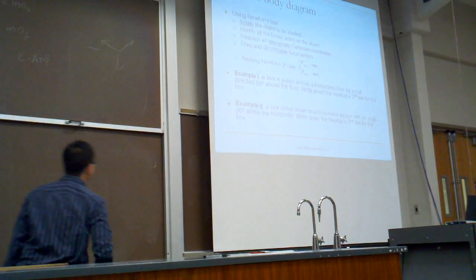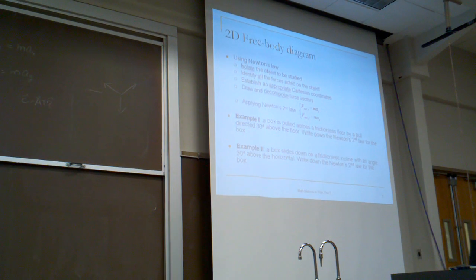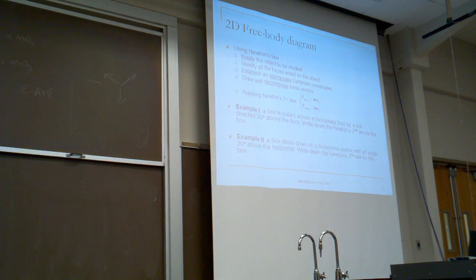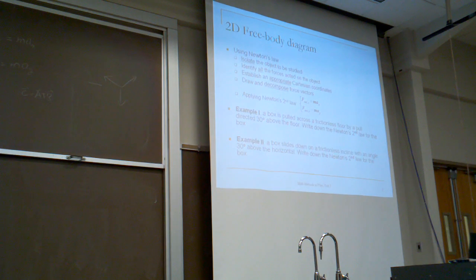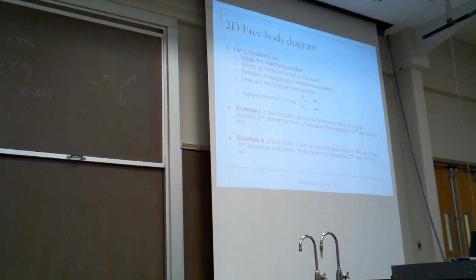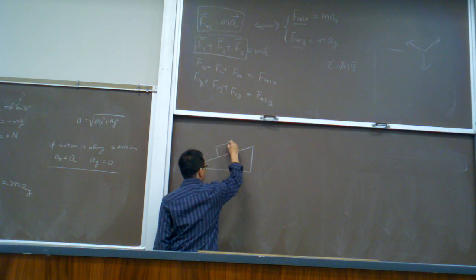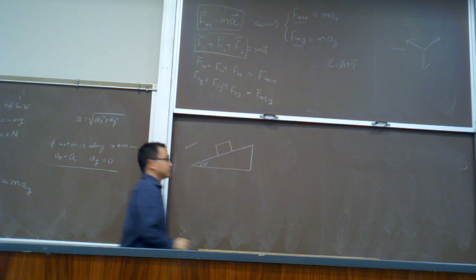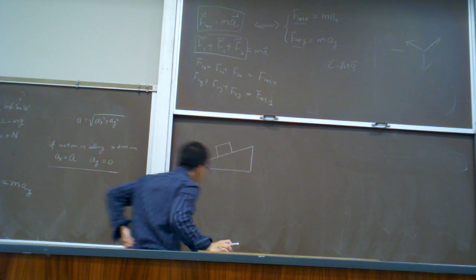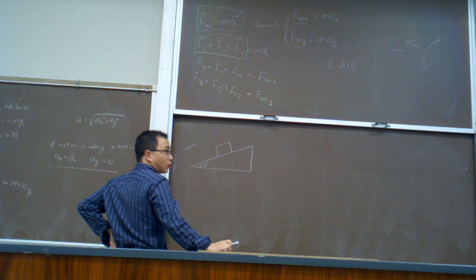Write down Newton's law for the box. So it's something like this. You have an inclined plane. The angle is 30 degrees, and the box lies down like this. Okay. And we want to write down Newton's second law for this object.